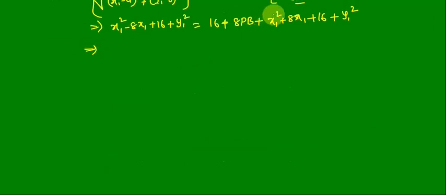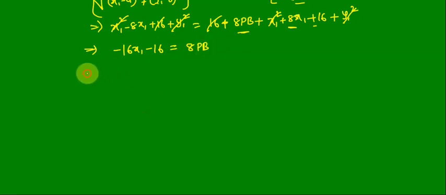Now if I bring this all to the left hand side, what happens? See here, plus x1² and plus x1² get cancelled, plus y1² and plus y1² get cancelled, and this plus 16 and this plus 16 get cancelled. So here minus 8x1 is there, and here plus 8x1. When this comes to the left hand side, it will become minus 8x1. So minus 8x1 minus 8x1 means minus 8 plus 8, that is 16x1. Okay, then one more 16 is there. Now that I'll bring to the left hand side, it will become minus 16. That will be equal to the right hand side, only 8PB is there, right?